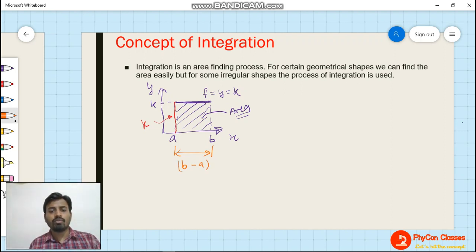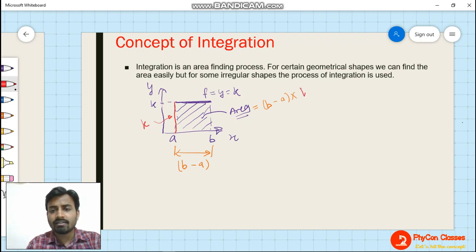Now, if I tell you to find out the area of this particular hatched portion, then you can just imagine this to be a rectangle, and then width multiplied with height, or length into width. Take anything and then you can find out the area. So tell me what will be the area here? Here the area is going to be base, b minus a, multiplied with height, that is k. So this is going to be your area. It is very simple to find out the area here. Why? Because this function was a constant, it is not changing.